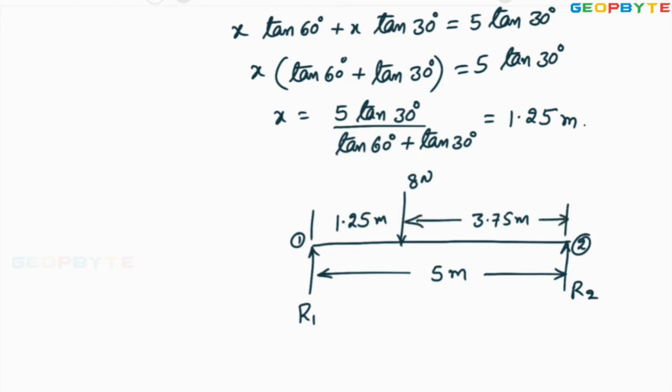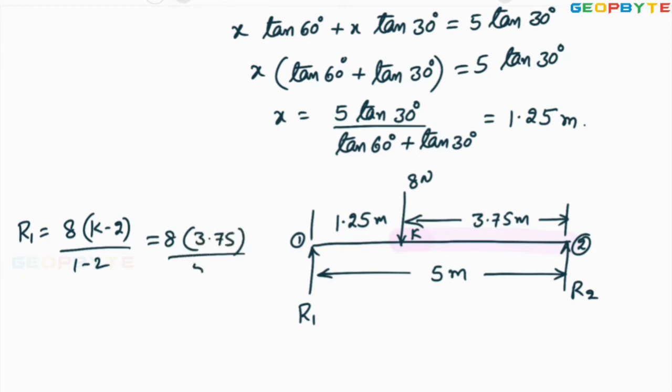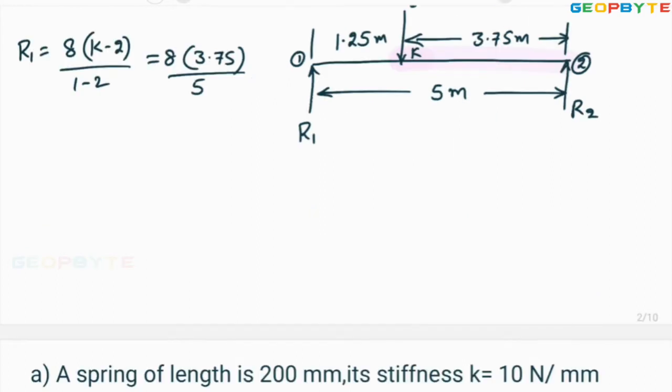For this beam, you need to find R1, R2 separately. How do you find R1? R1 equal to load into the other side distance. Other side distance means distance from K to 2, divided by distance from 1 to 2. It is 8 into 3.75 divided by 5. I got R1 is equal to 6 newtons.